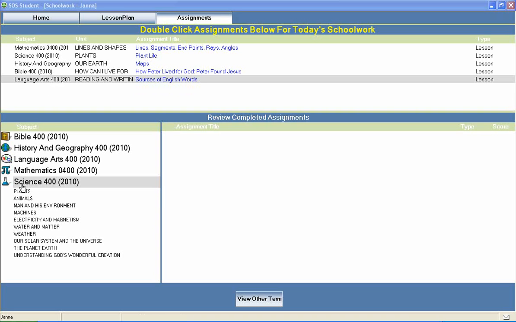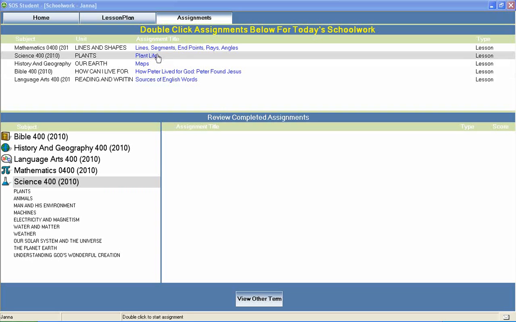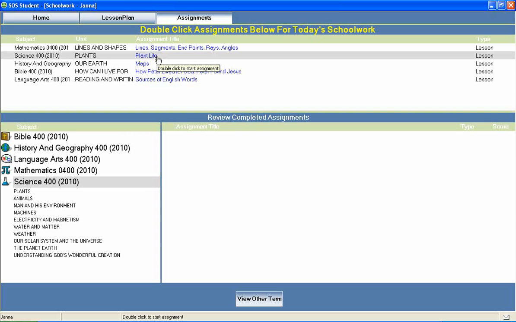In Switched On Schoolhouse 4th grade science, your students will study topics like plants, man and his environment, electricity and magnetism, weather, our solar system and the universe, and much more. Now let's take a look at a Science 400 lesson to see how concepts like these are covered.